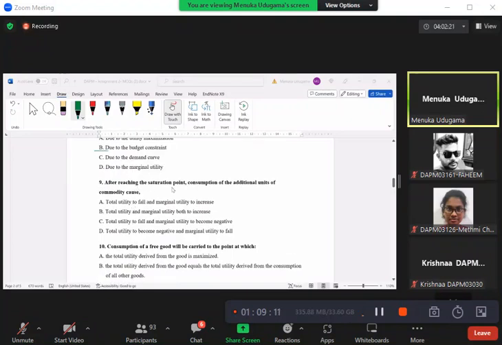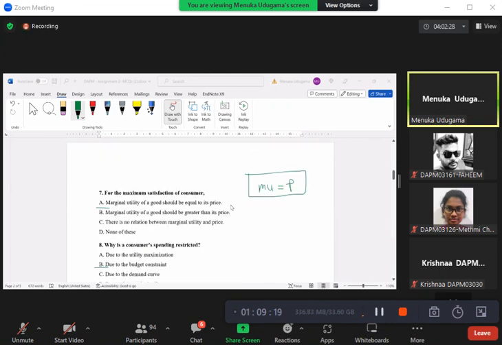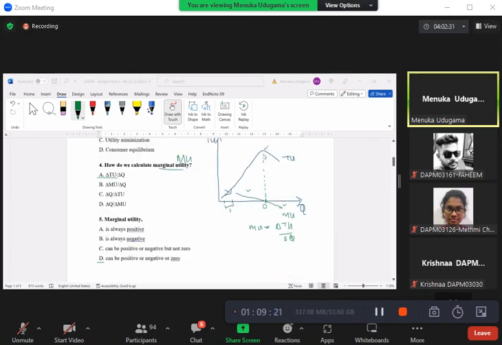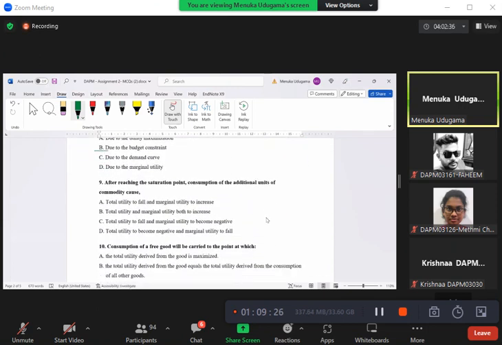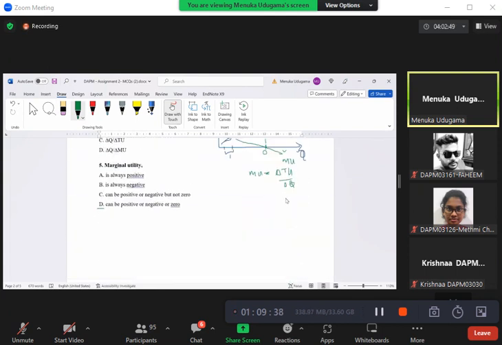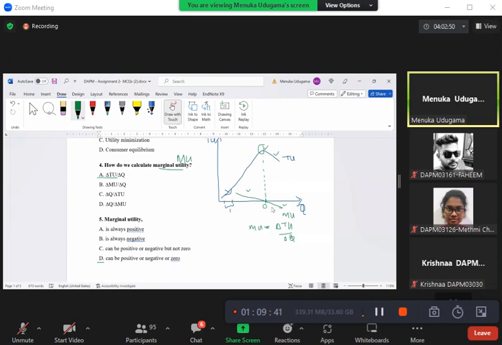So after reaching the saturation point, consumption of additional units of the commodity was what? After reaching the consumption saturation point, which is this point, what happens? You could see that the total utility falls and the marginal utility becomes negative, isn't it? This part is positive and this part is negative.